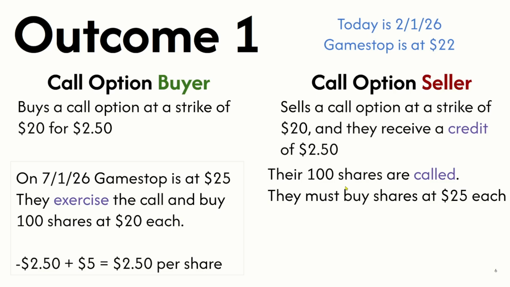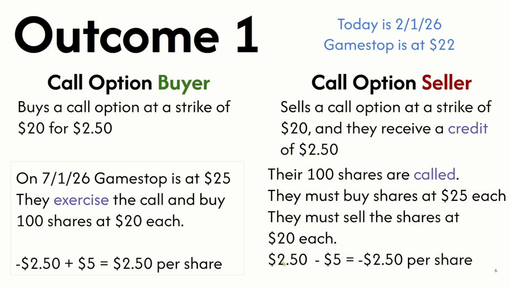But what happens when the option is exercised and they have to come up with these 100 shares to sell? Well, they would go into the market and buy the shares at $25 each, right? We have this agreement. We have to sell shares to this person, but I don't have any shares. So they have to go into the market and buy them at $25 each. And then they have to immediately turn around and sell them at $20 to the call option buyer.